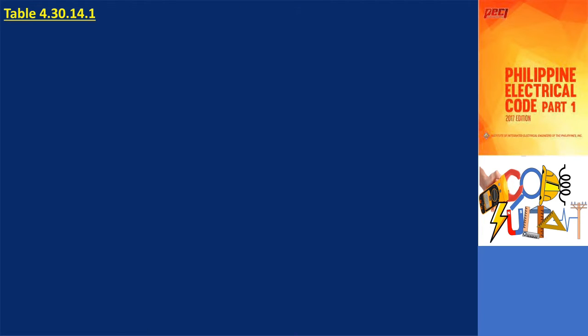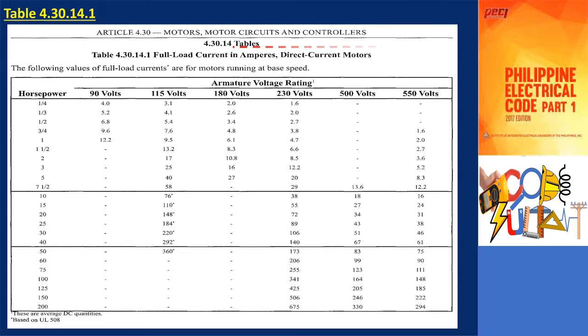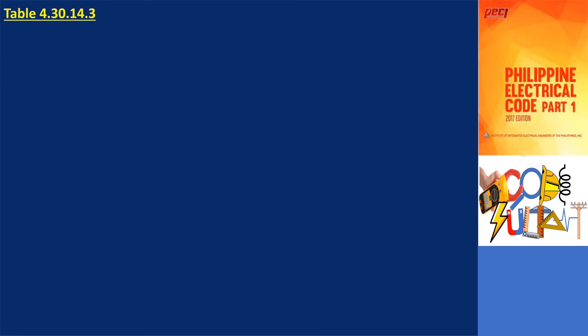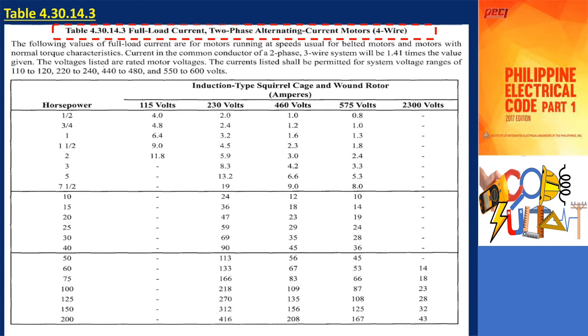What is in Table 4.30.14.1? This is for full load current in amperes for DC motors, while Table 4.30.14.2 is for full load current in amperes, single-phase AC motors. Table 4.30.14.3 is for full load current, two-phase alternating current motors, 4 wires.